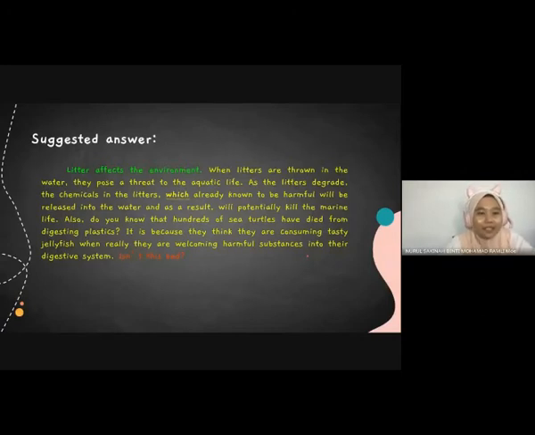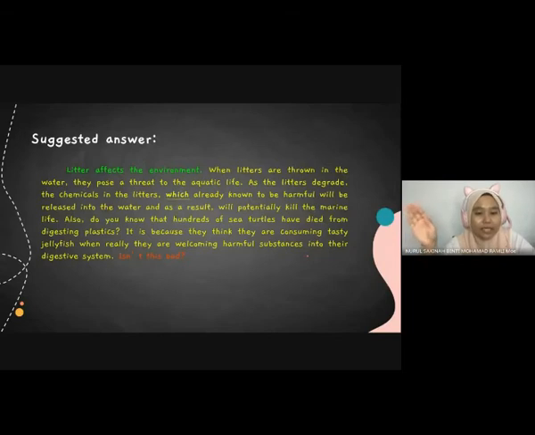Okay, so this is my suggested answer. Litter affects the environment. When litter is thrown in the water, it poses a threat to aquatic life. As the litter degrades, the chemicals in the litter, which are known to be harmful, will be released into the water and, as a result, will potentially kill marine life. Also, do you know that hundreds of sea turtles have died from digesting plastics?